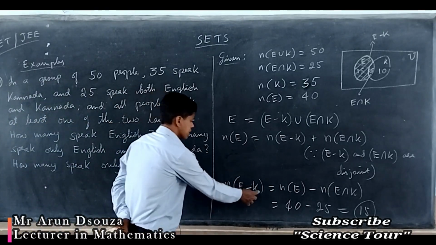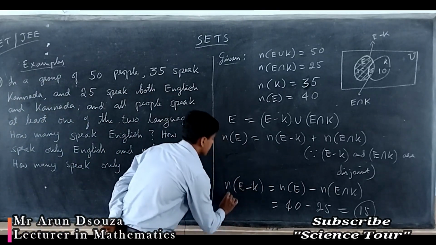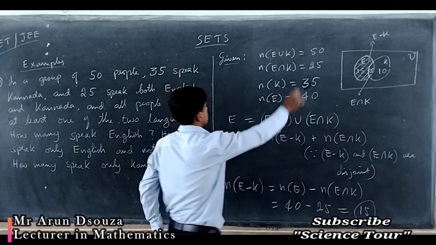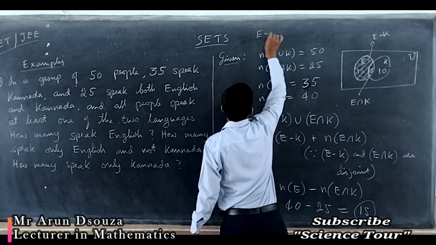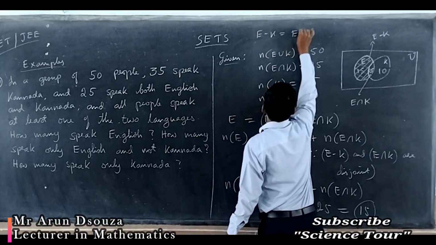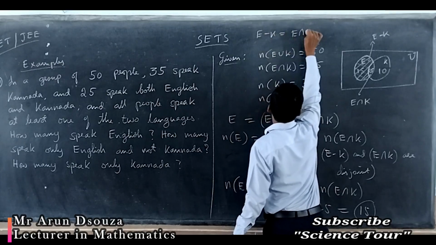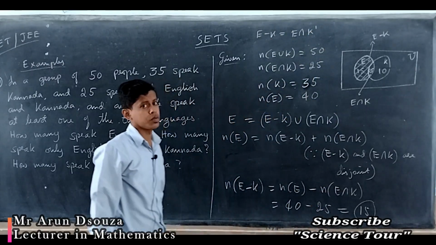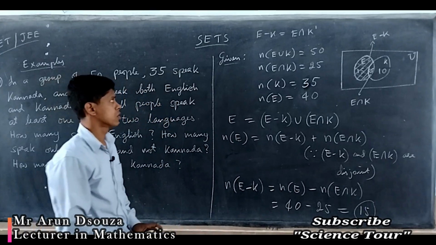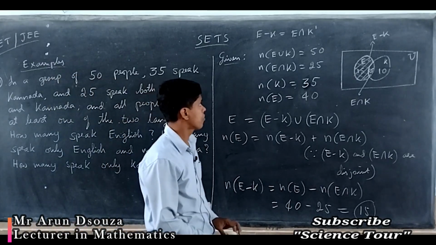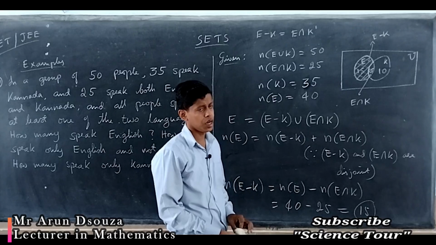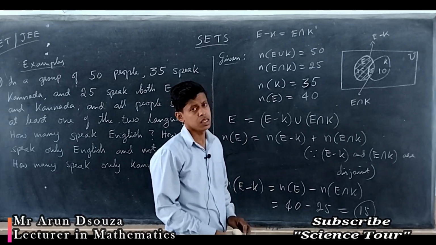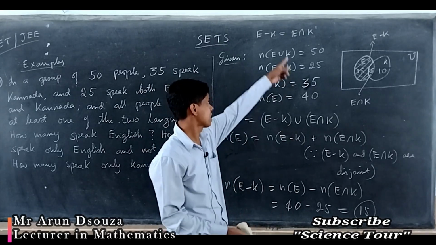E minus K has another notation actually. See, E minus K is E intersection K dash. These both mean the same. All right, so with the complement of K and E, when you take the intersection you get E minus K. So that's another expression.